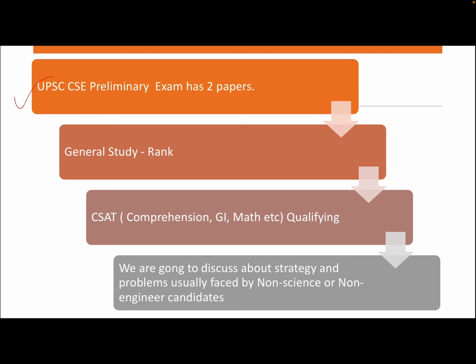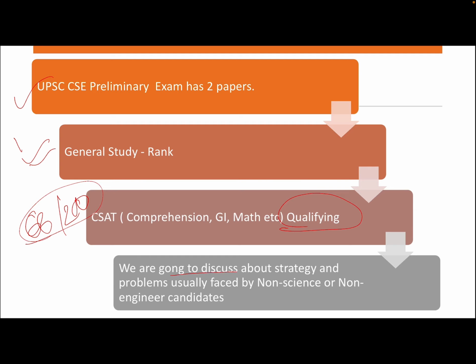One is General Studies, which will give you a rank. The rank means if you score higher in this paper, you will get a chance to be called for the main examination. And CSAT is qualifying in nature. I have also mentioned it in the later part of this video. Qualifying nature means you have to score 66 out of 200. If you don't, your first paper OMR sheet will not be evaluated.